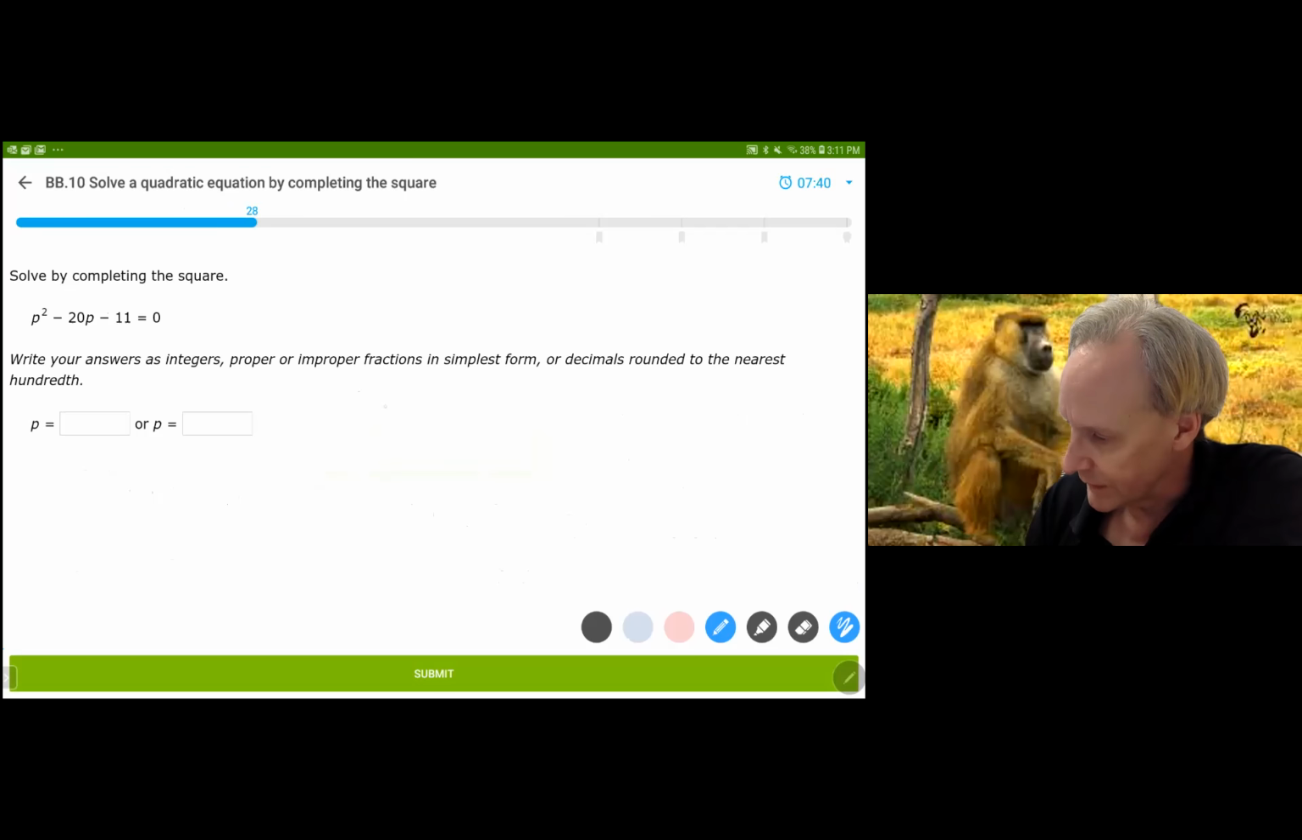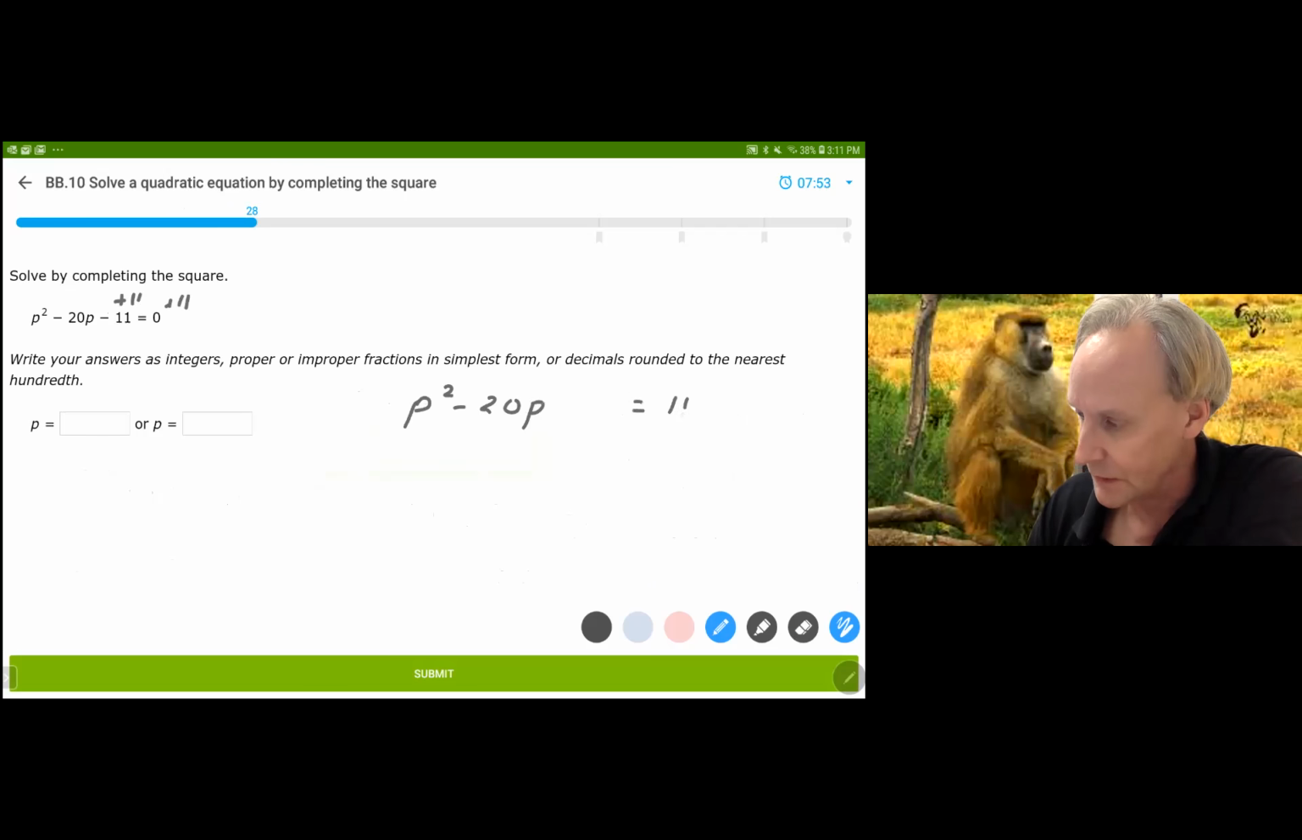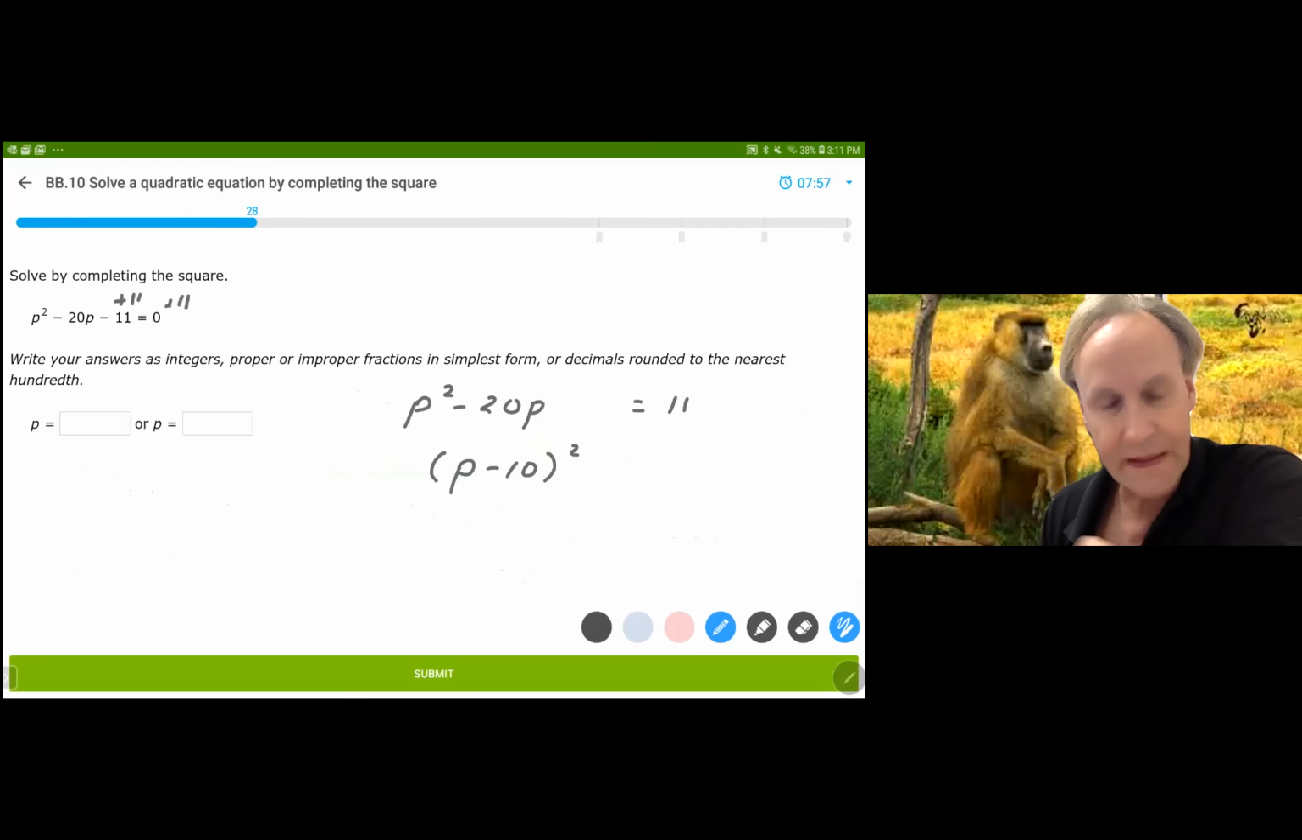So I'm going to add the 11 to both sides. That's our first step for completing the square. So we get p squared minus 20p is equal to 11. In order to complete the square, I need to complete that perfect square. I get the 10 by dividing the middle term by 2. I have to add 100 to both sides.